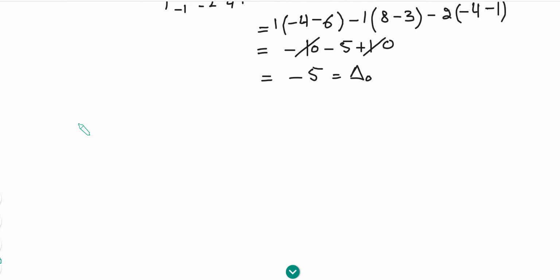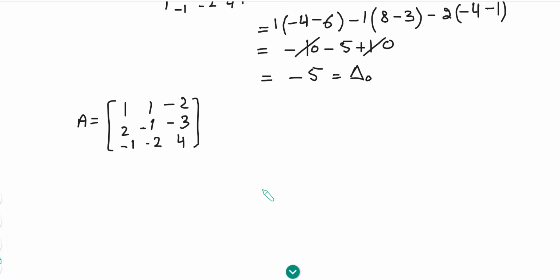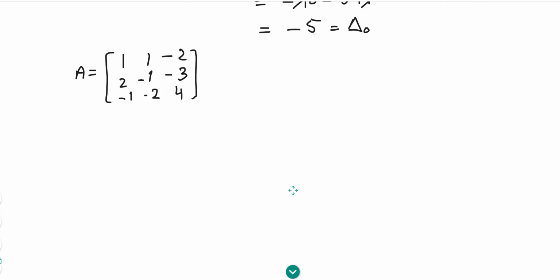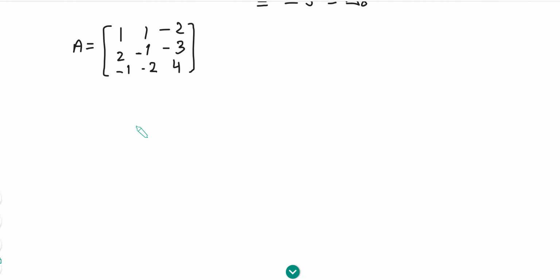Just for keeping this matrix A in front of us, I am writing it again over here. So 1, 1, -2 and 2, -1, -3, -1, -2 and 4. So here we need to find the cofactors of A. So first we have cofactor 1 1 of A.